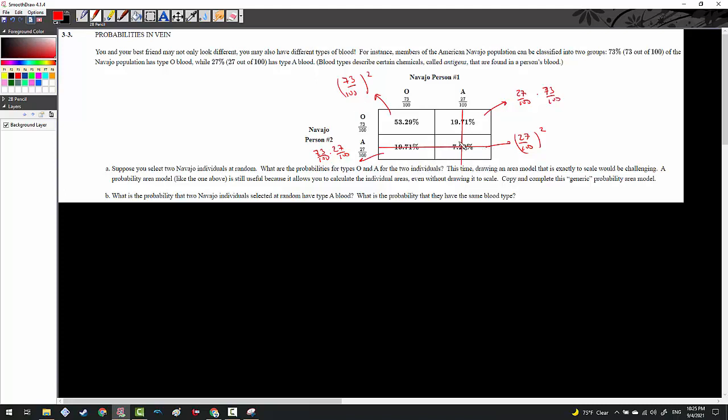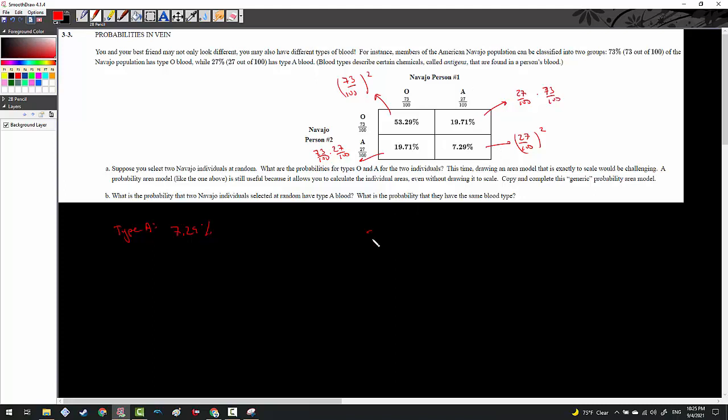What this problem is trying to slowly teach you, and all the probability problems in this section are trying to teach you, is that when you're looking for two events happening at the same time, surrounded by an and, a person with type A blood and another person with type A blood, you're looking for the intersection of the two events. In other words, where the two red lines are going to cross. So the two type A bloods, that's going to be 7.29%, because that is where the probability of person 1 meets and intersects the probability of person 2.